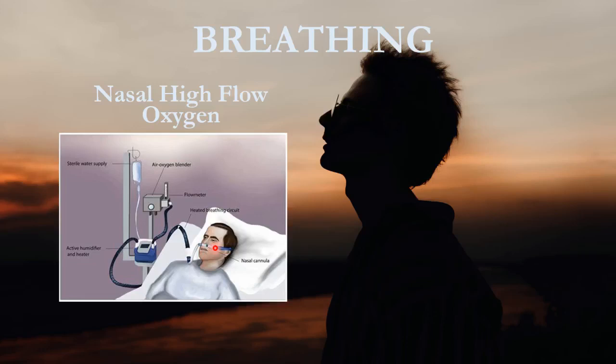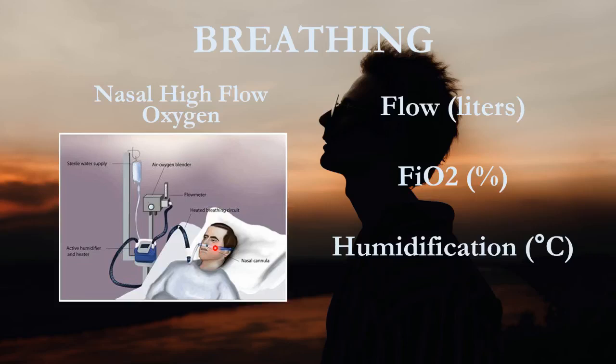So there's flow in liters per minute, then fraction of inspired oxygen, and humidification temperature. These are what we call the settings. What's the setting of the high flow oxygen of the patient? For example, it's 60 liters, 60%, heated at 37 degrees Celsius. But most importantly, we take note of these two: how much flow, how much oxygen or FiO2.